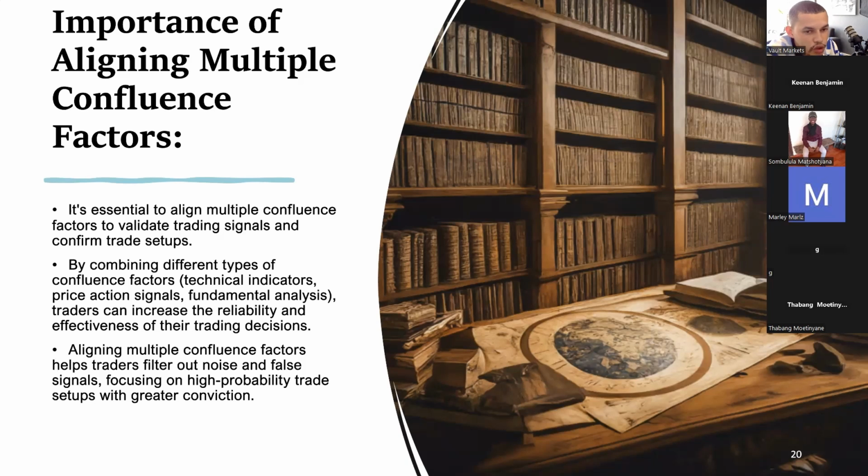So if you hit stop losses, for instance, you also have to go back on your method and see what causes you to actually hit stop losses, basically.